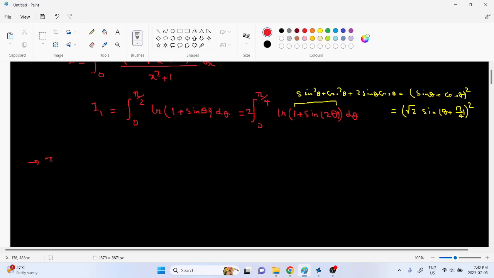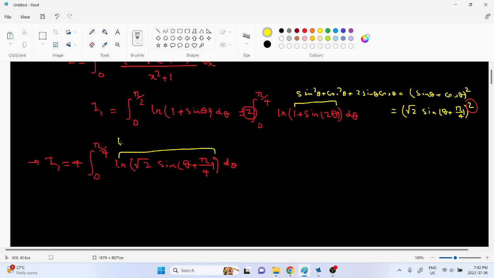So now my integral I1 is, we have a factor of 2 here, and I'm also going to track these 2 down. So we get 4 times the integral from 0 to pi by 4 of the natural log of square root of 2 times sine of theta plus pi by 4. And now we can write this as the natural log of square root of 2 plus the natural log of sine of theta plus pi by 4 using log properties.